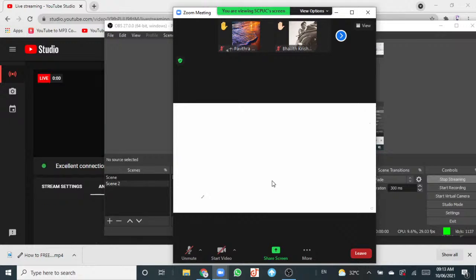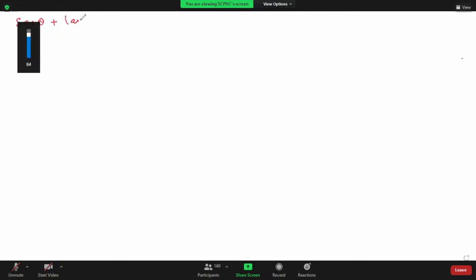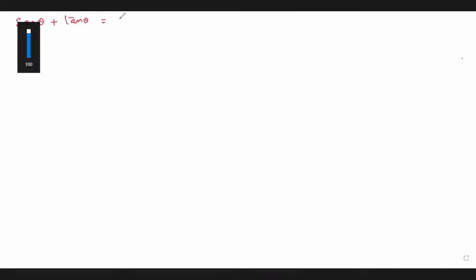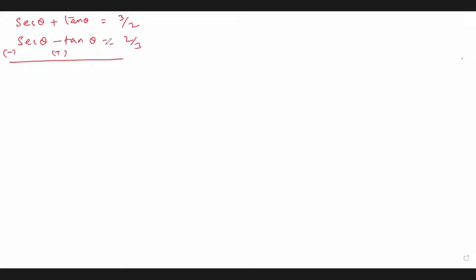Now, trigonometry. In the previous session, one problem: secant theta plus tan theta is equal to 3 by 2, given to you. Where secant theta minus tan theta value, you will get 2 by 3. Now, if I take minus, we made a mistake in that one. We never took this minus, okay?